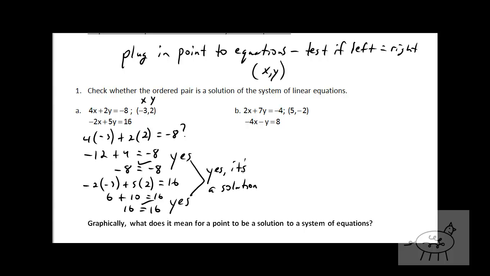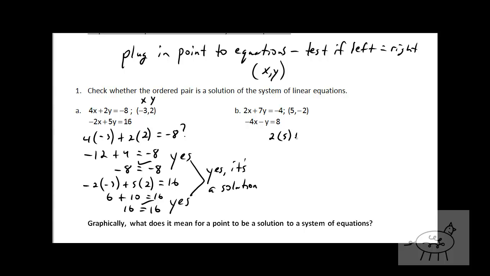Okay, that's it. If both don't work, then it's wrong. It's not a solution. But even if just one doesn't work, then it's not a solution. It has to work in both. It's really, really, really important, math fans. Okay, so let's try the next one here.